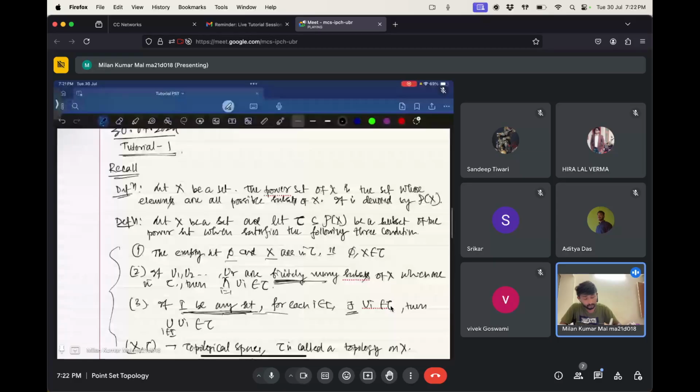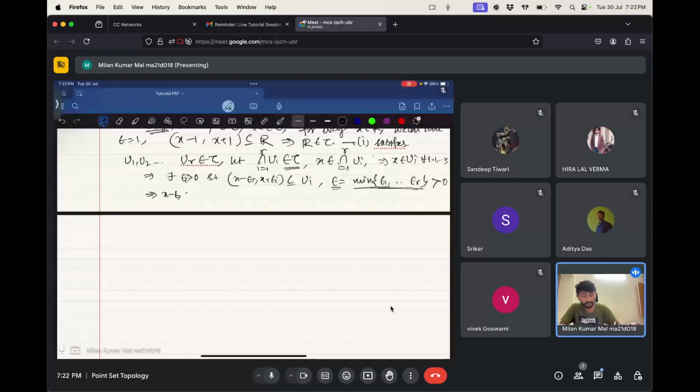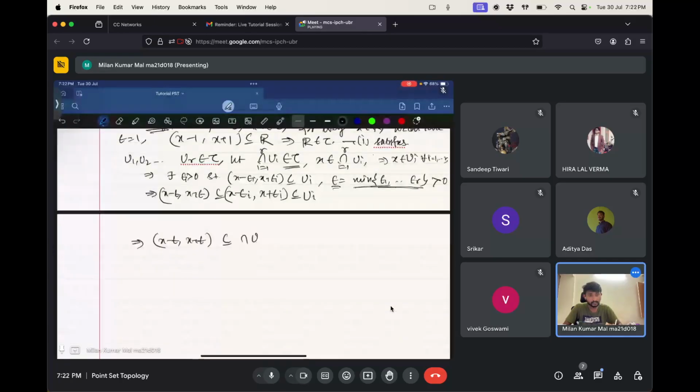Then if epsilon is equal to this minimum, (x minus epsilon, x plus epsilon) is always contained in (x minus epsilon i, x plus epsilon i), and this is contained in ui. So that means (x minus epsilon, x plus epsilon) is contained in the intersection of all ui, i equals 1 to r. So it satisfies the star condition: for every x, there exists an epsilon greater than 0 such that this is contained in here.